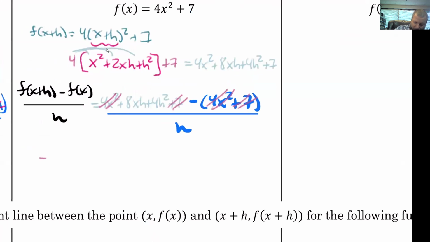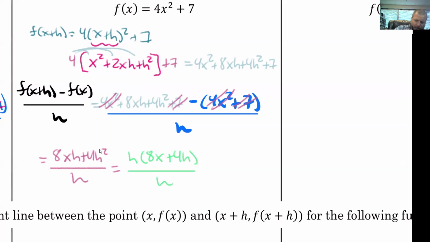Now I'm left with 8xh plus 4h squared all over h. We could either divide this h into both terms in the top, or what we usually do at first is just factor out the h. I get an 8x plus a 4h, and I still have that h in the denominator to cancel out. Cancel, cancel. So my difference quotient is going to be 8x plus 4h.